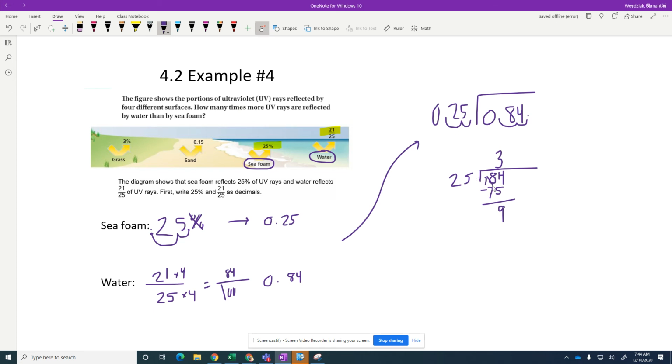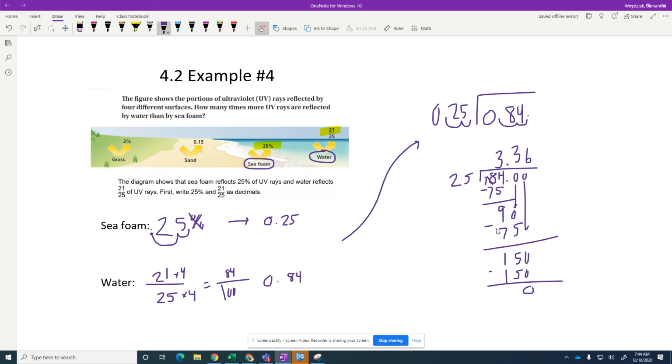And that would be my remainder, but we know that we put a decimal here, we add a 0, and we bring it down. 25 goes into 90 again 3 times and it equals 75. When I subtract, I get 15. I have to add another 0 because I cannot have a remainder anymore. And 25 goes into 150. Well, I know it goes into 100 4 times, so then it goes into 150 6 times. And that would be my final answer because 25 times 6 is 150.